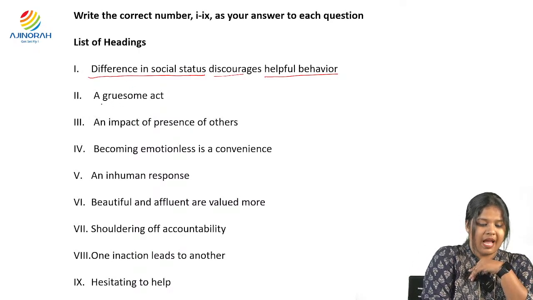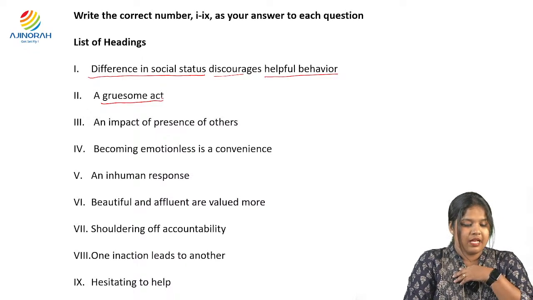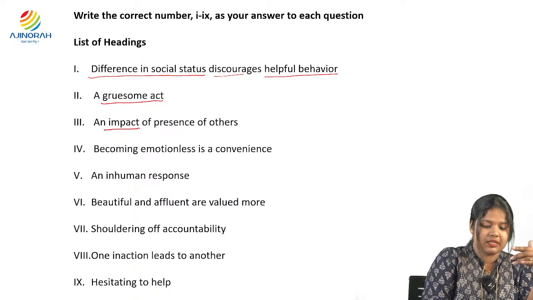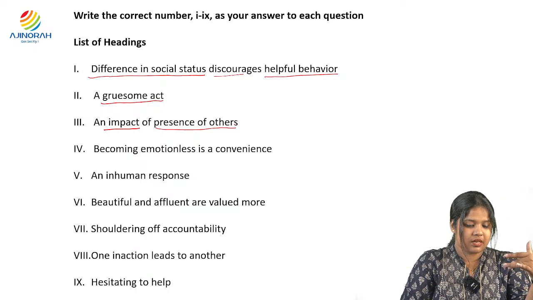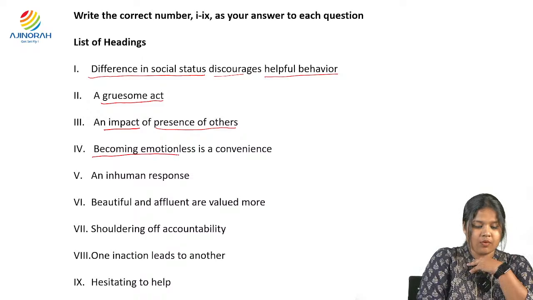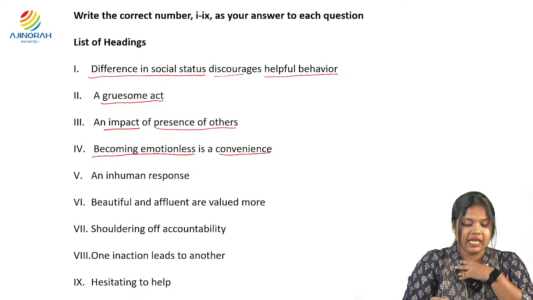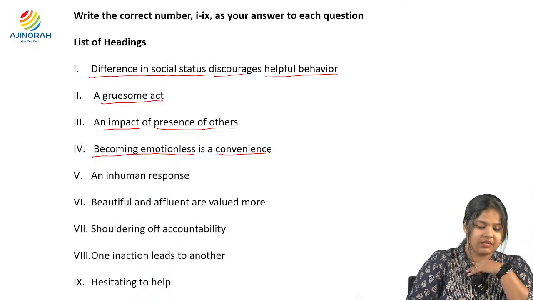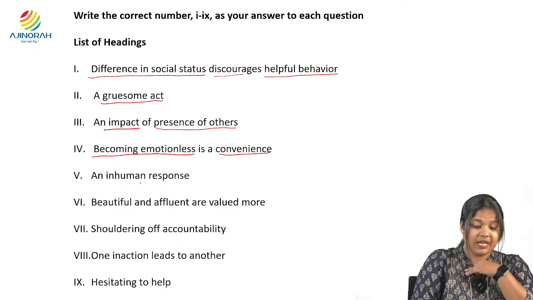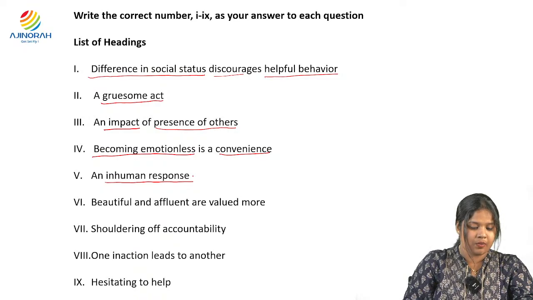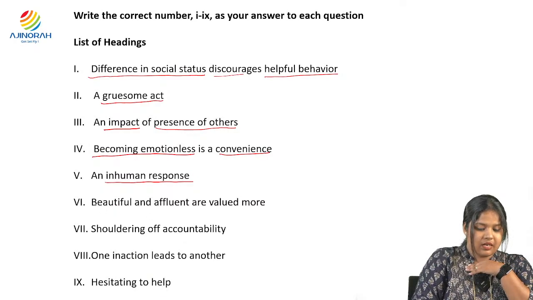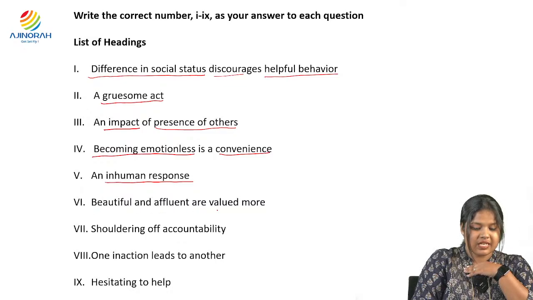Then the second one is gruesome act. Then comes an impact of presence of others. The keywords here will be impact, then presence of others. Then it is becoming emotionless is a convenience. So becoming emotionless, convenience, these are the keywords in this heading. Then is an inhuman response, and inhuman response is the keyword here. Now in the next heading, beautiful and affluent are valued more.